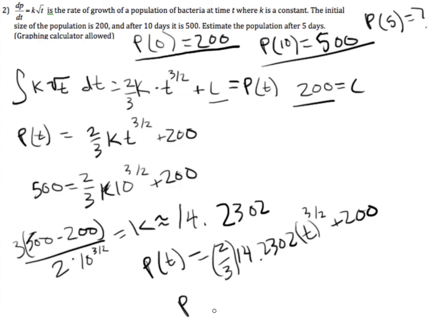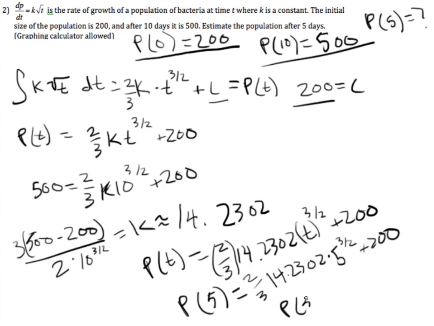Now we want to use that to evaluate for the t value of 5, and again, just plug it all in: 2/3 times 14.2302 times 5 to the 3/2 plus 200. Simplify it all and you will get P(5) equals 306.066. And that, my friends, is your final answer.